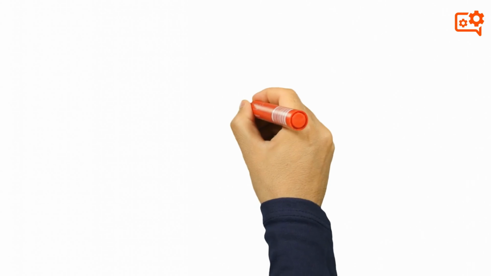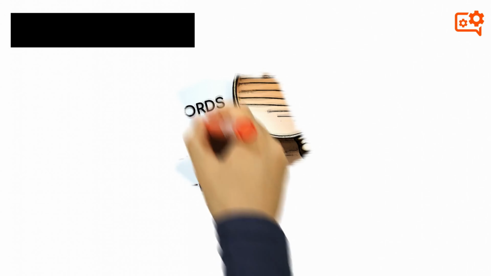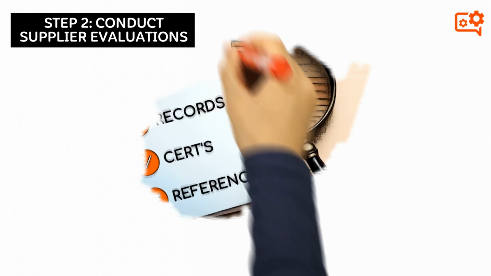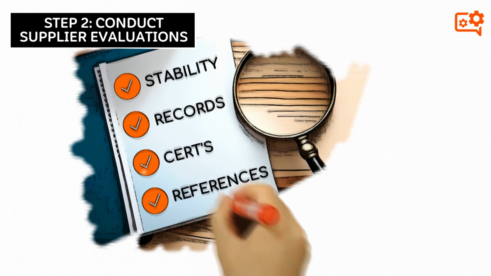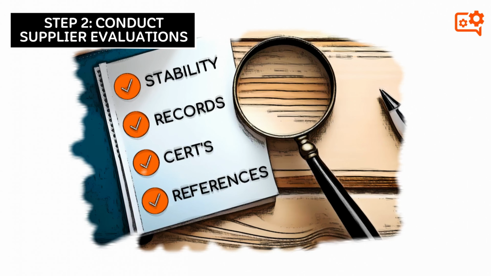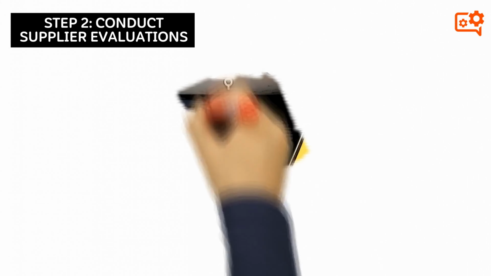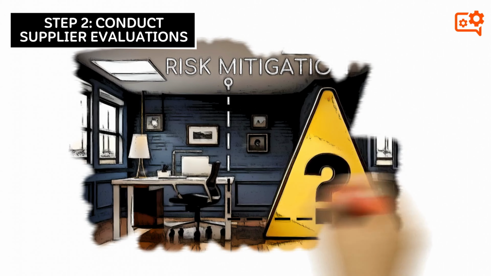Step 2. Conduct thorough supplier evaluations. Perform a comprehensive evaluation of potential suppliers, considering their financial stability, track record, certifications, and references. This step helps mitigate risks and ensures you choose reliable partners.